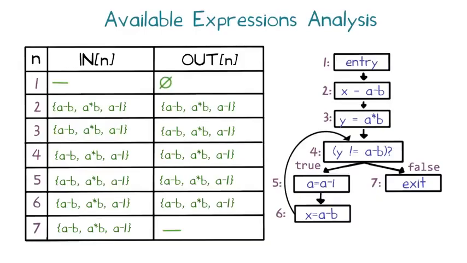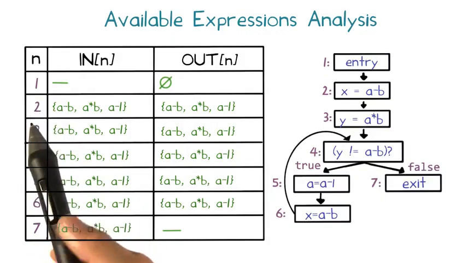Our in set in this case will be any expressions which have been calculated earlier in the code without having the variables in their calculations overwritten. Our out set will be our in set minus any expressions which have a variable that is overwritten by that statement plus any expressions that are generated by that statement. Let's walk through the first 3 program points.